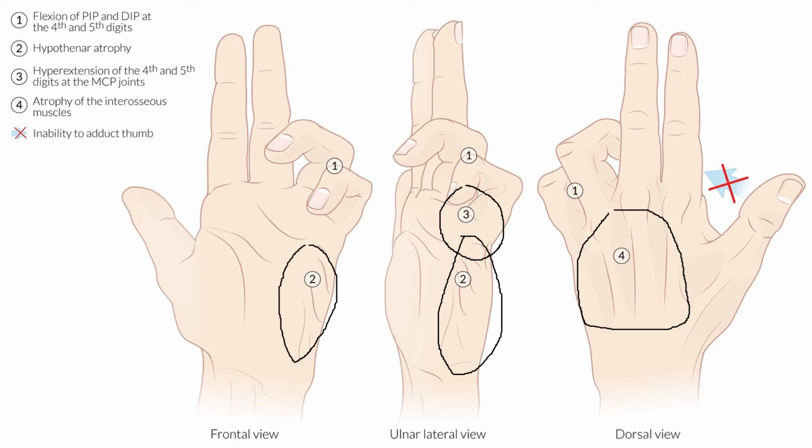And here you can see the flexion of the proximal and distal interphalangeal joints at the fourth and fifth digits. Here you can also see the flexion of the proximal and distal interphalangeal joints at the fourth and fifth digits. And here you can see the inability to adduct the thumb.